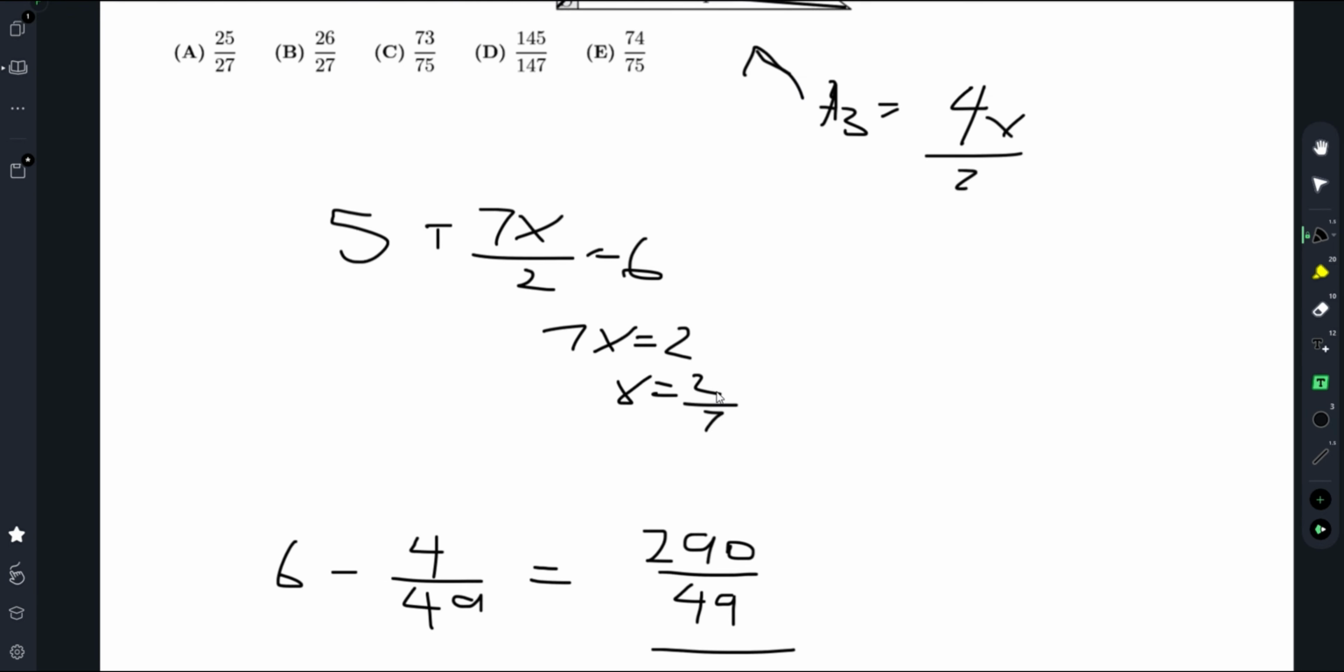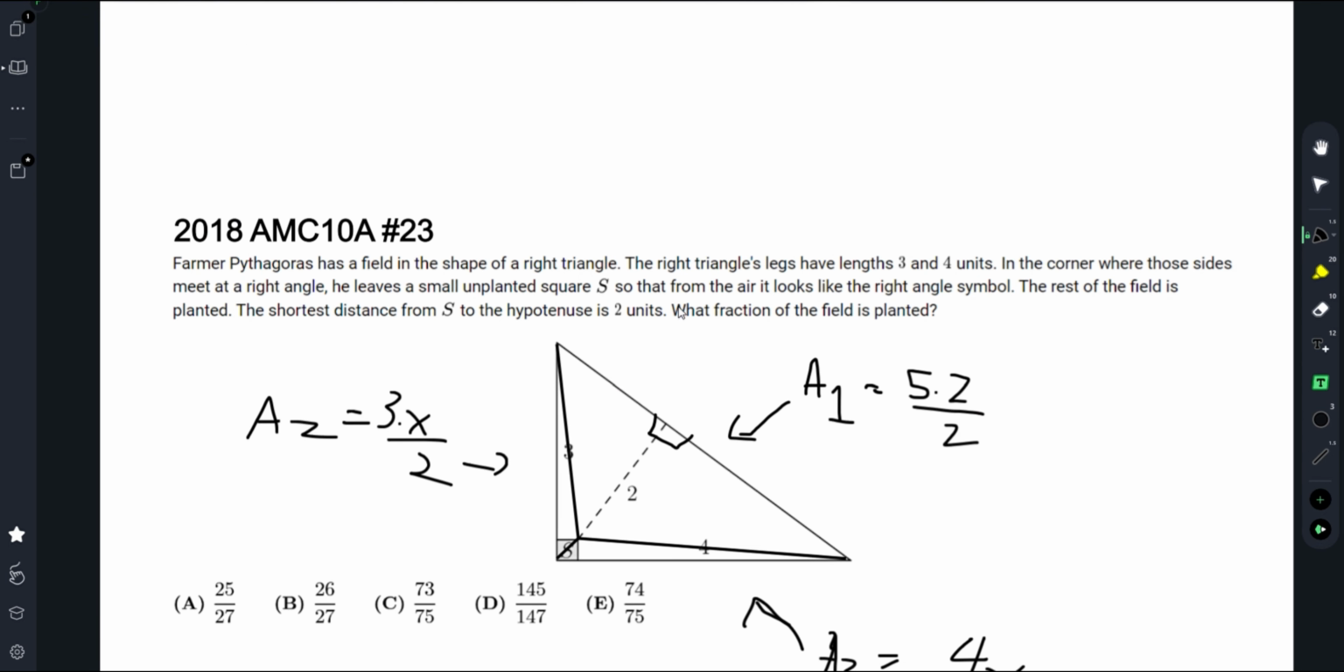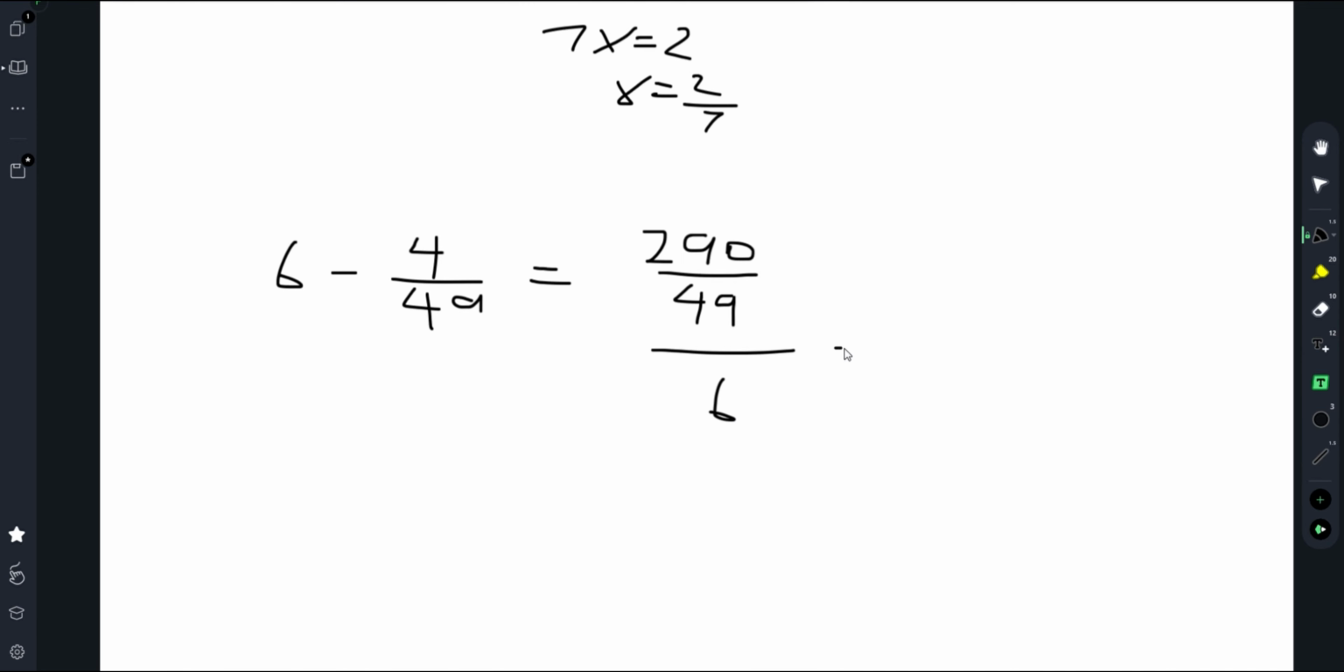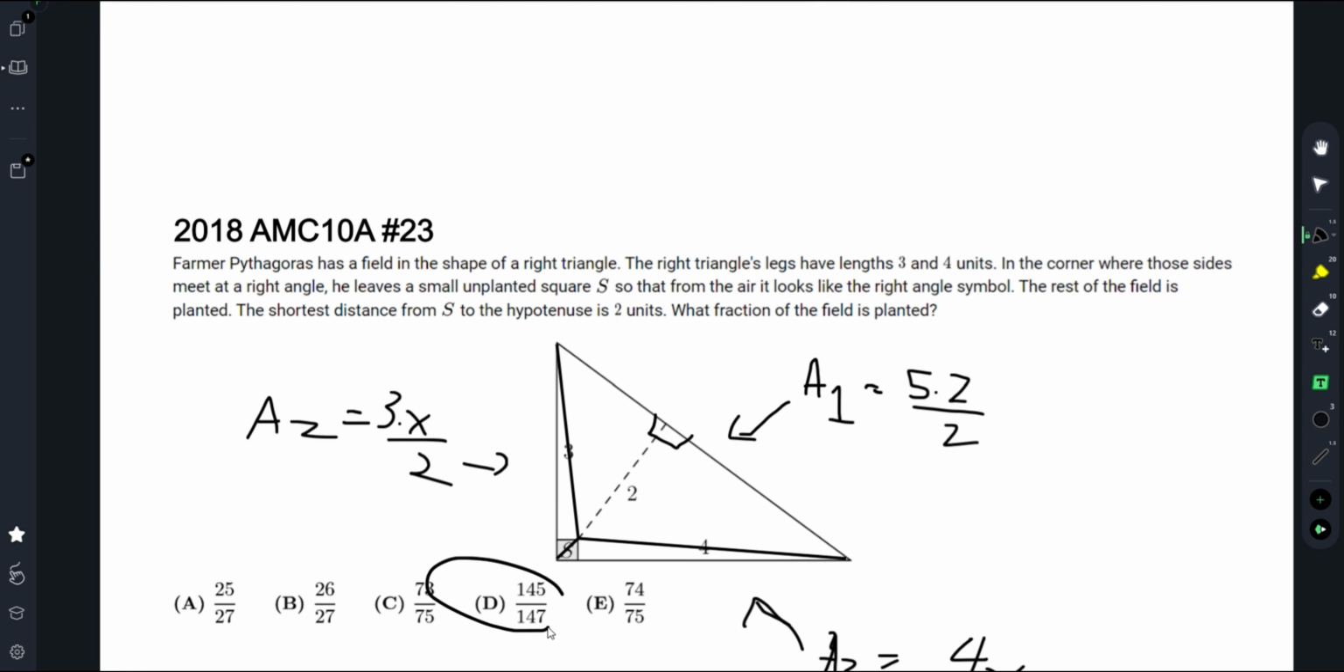And we have to subtract, since we have to find the fraction of the field, this divided by 6, and this gives us 145 over 147. And that is our answer, D.